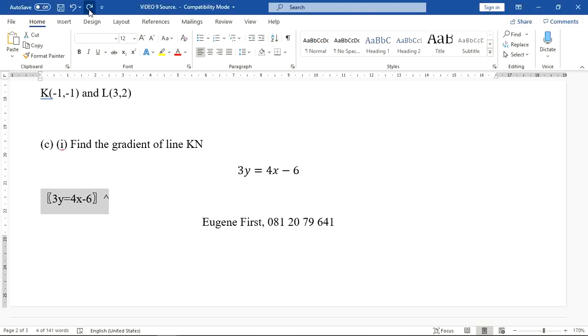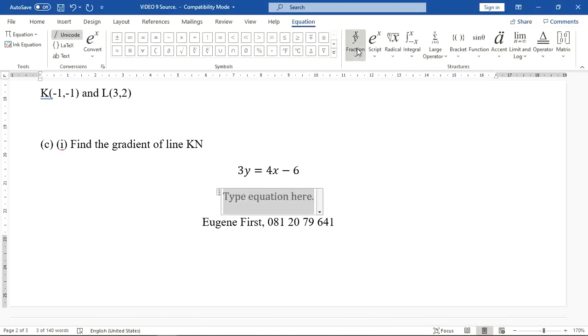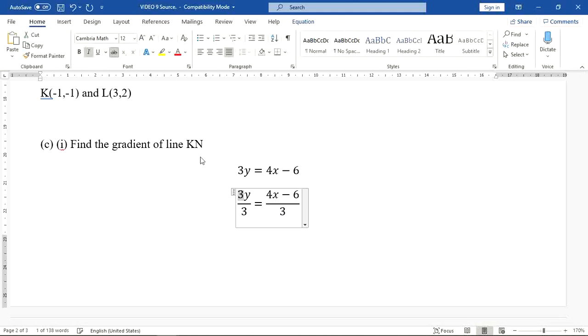Let's start over. So we insert an equation. Alright, and I think I just do it right away. So divide both sides by 3: 3y divided by 3, sorry for that, is equal to, again another fraction, now will be 4x minus 6 divided by 3. Okay, and then what will happen to this 3? It will cancel out. So this 3 will cancel out with this one.